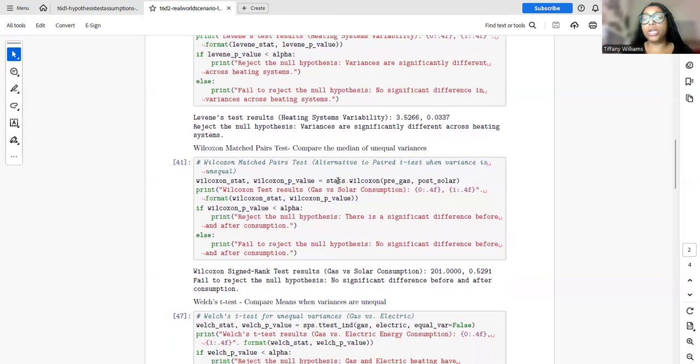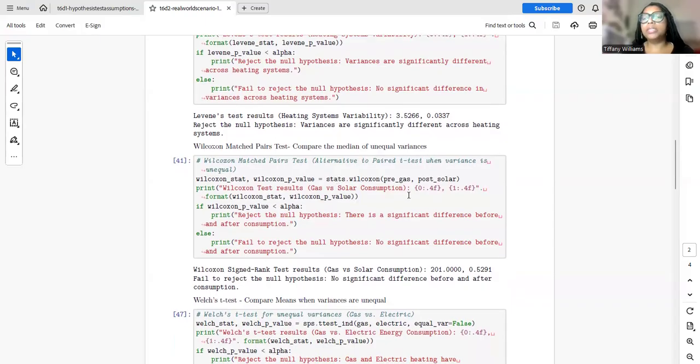So for example, we're running a Wilcoxon matched pairs test. The alternative of that is the paired t-test, but we use that when we have equal variances and normally distributed data. But because we see that our variances are not equal, we will use the Wilcoxon matched test. And so we'll be testing pre and post. So this will be testing whether, if someone changes from gas to solar, so gas will be pre, solar will be post, is there a significant difference in the median consumption?